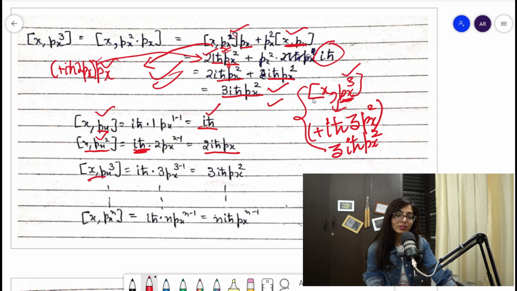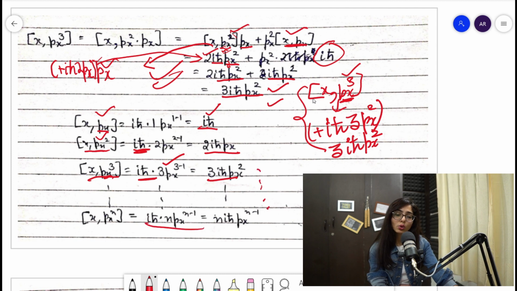Clear? And same with this one, x comma px cube. Now px is at later stage, so you will write ih cut, and it will become 3px, 3 minus 1, and it would be 3 ih cut px square. So guys, in that way it will go on. If any n value comes here, any value, 100 or 200, any random value, you should know how to do that. You can do it in the similar manner.